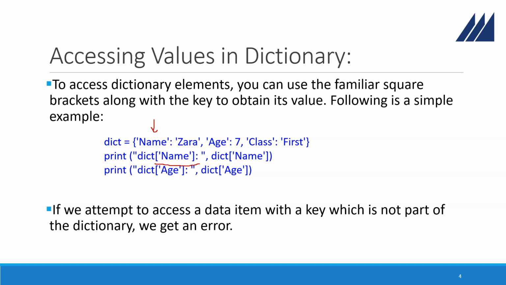Okay. So take a look at this example over here. Assume you have a dictionary that has these values. This is the first item, and here's the second: age and 7.